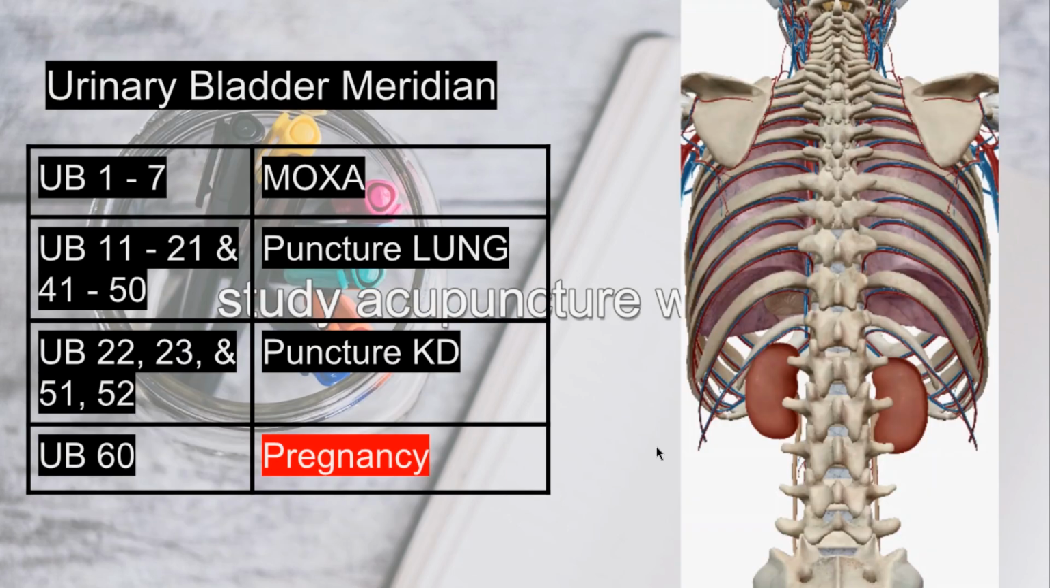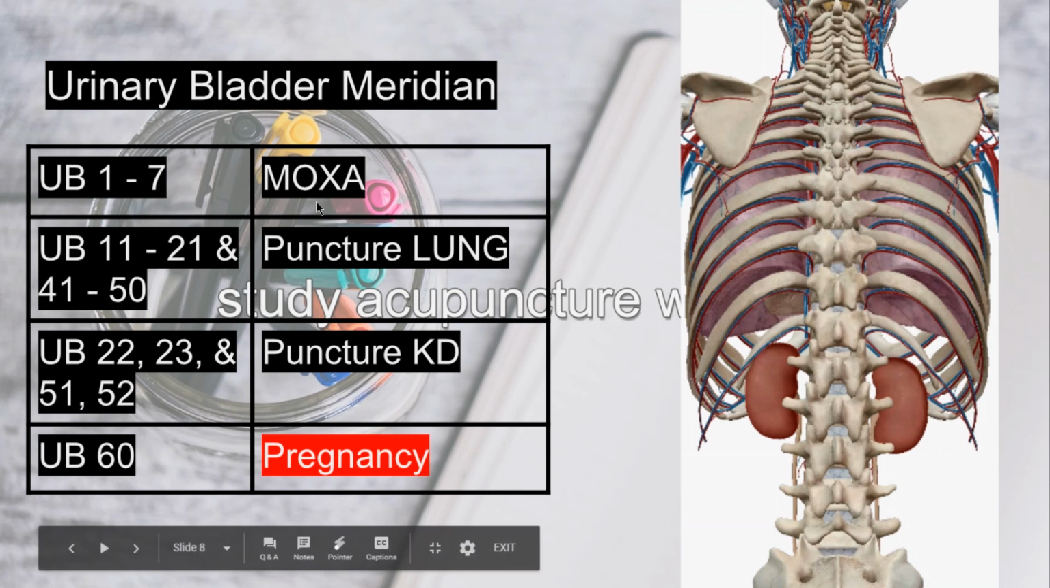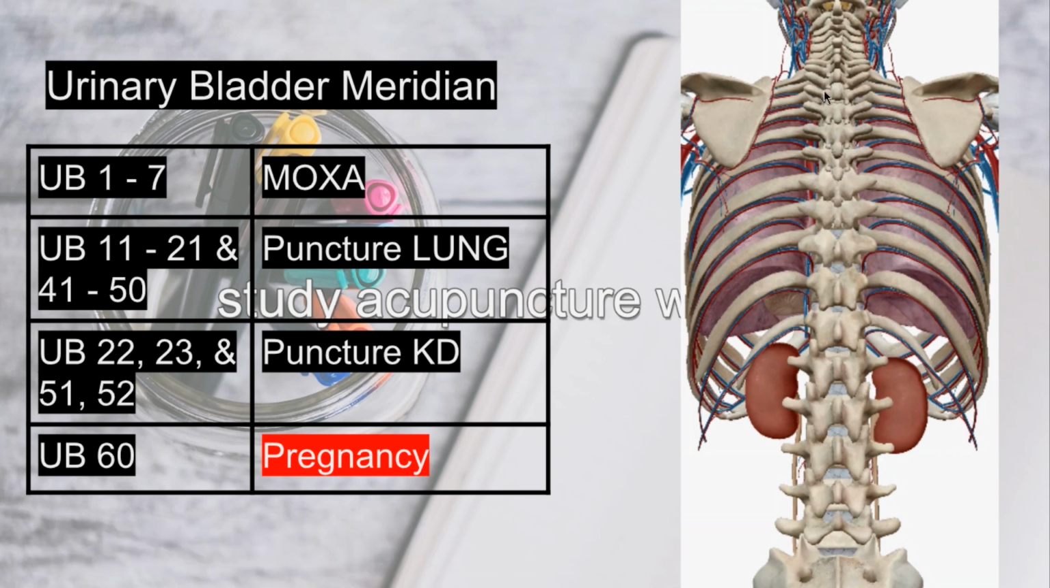Alright, next onto the urinary bladder. So for urinary bladder 1 through 7, moxa is contraindicated. For 11 to 21 and 41 to 50, which is like the inner and outer shu lines, we have risk of puncturing the lung. And then 22, 23, 51, and 52, it's caution to puncture the kidneys.